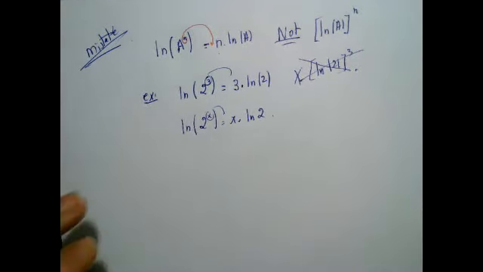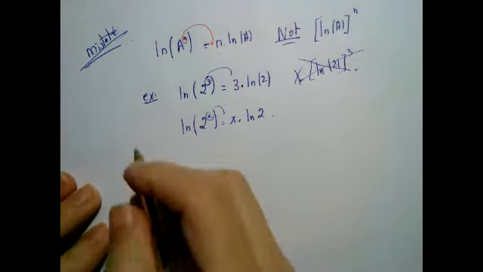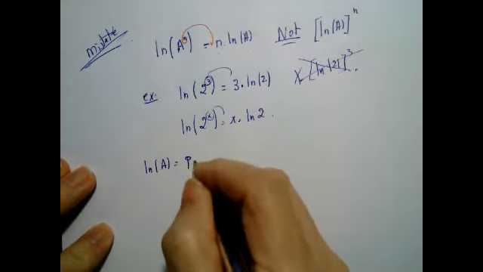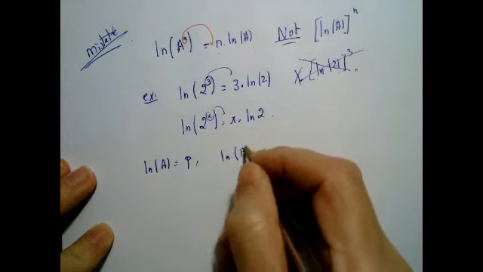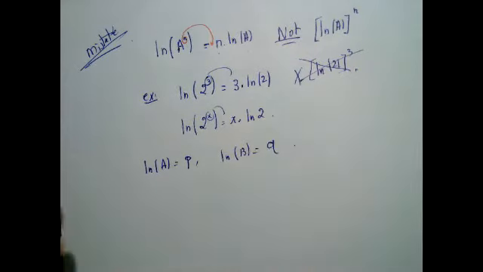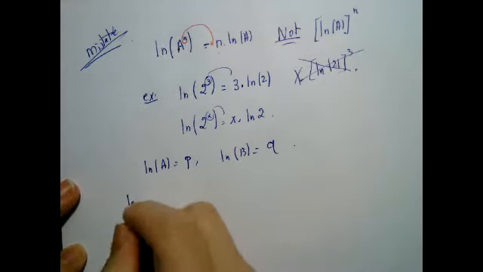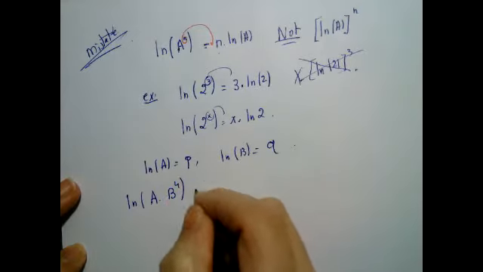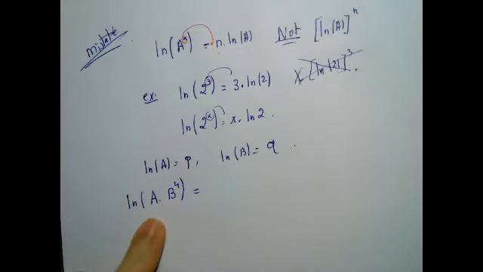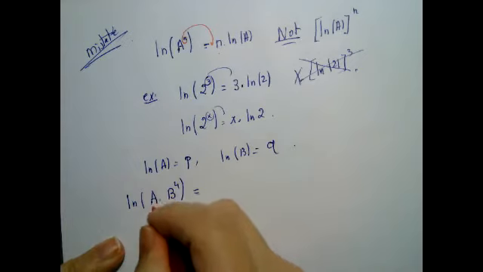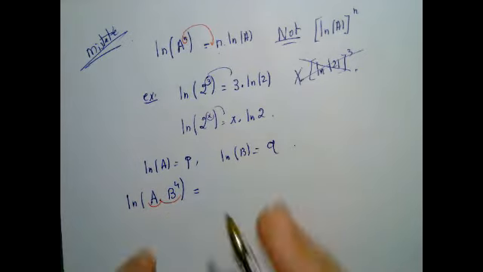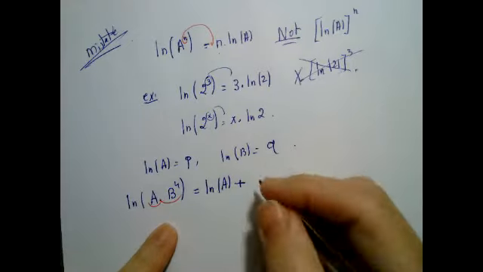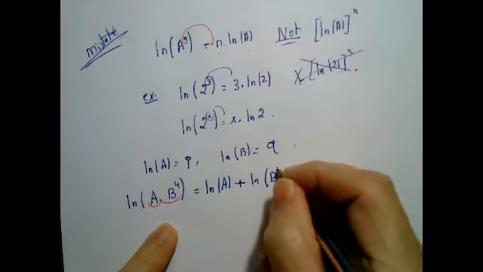So the mistake in your quiz was the following. I told you, suppose ln of a is p and ln of b is q. I just gave them a name. And I asked you to express the following in terms of p and q. Since here I have a product, a multiplication, the log will take that to the sum, plus the ln of b to the power 4.